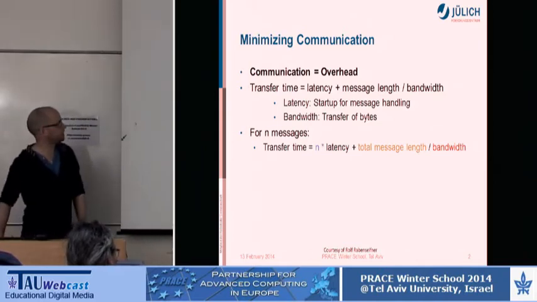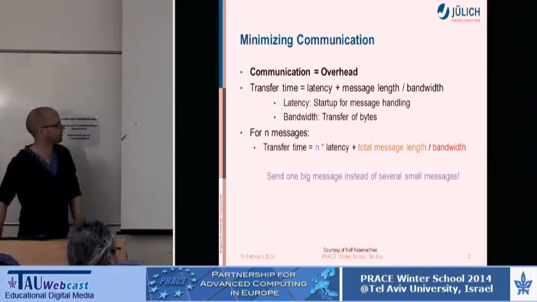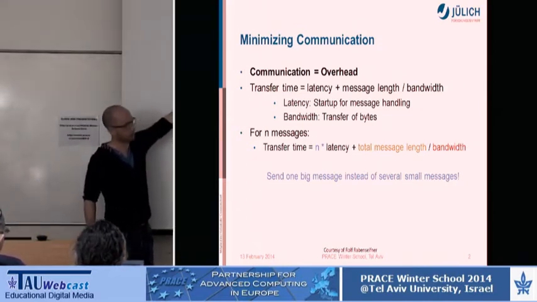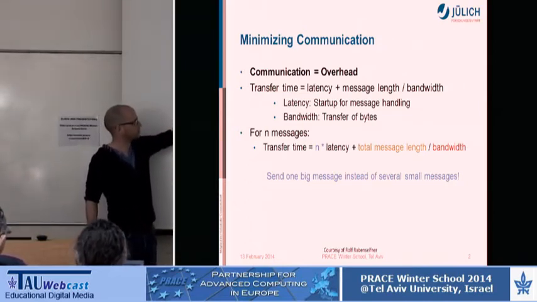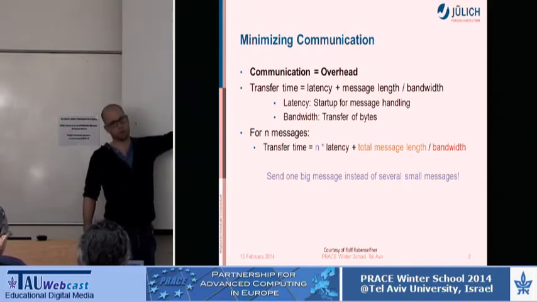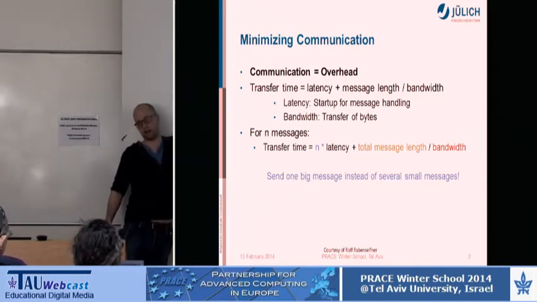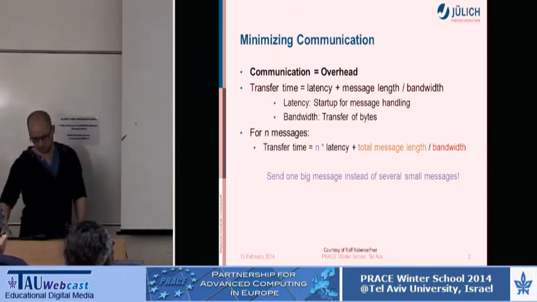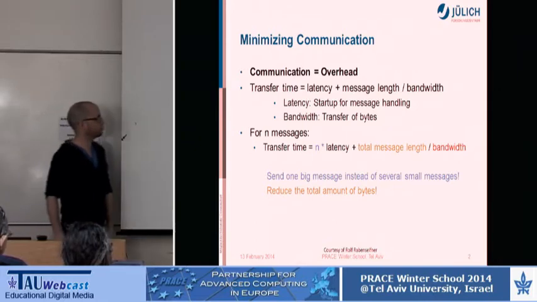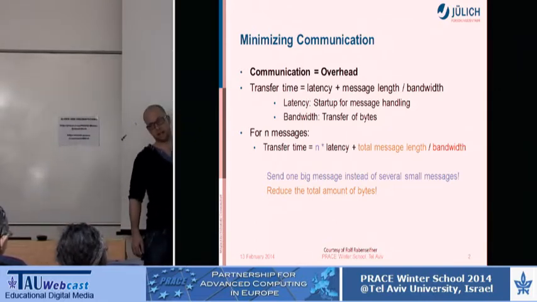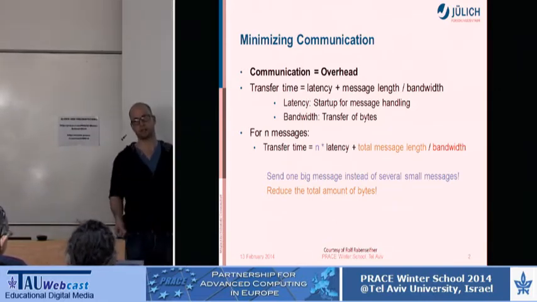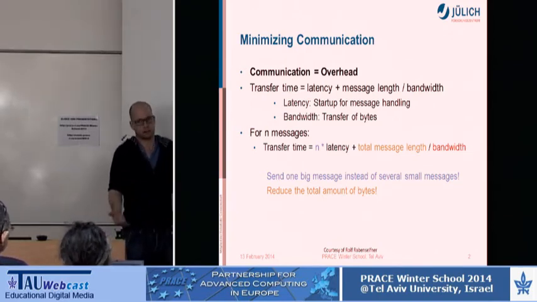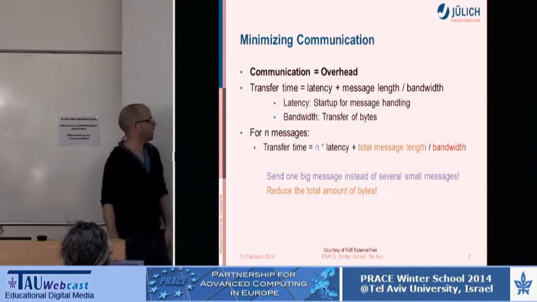But we can look at each of those individually and see what we can actually impact ourselves. The first thing is that instead of sending n messages, we could try to send one big message instead of several small ones. That will help us with this n times latency, so it will reduce the total amount of latency that we have. The second one is we can affect the total amount of bytes. So we can try to reduce as much as possible the actual amount of information that we pass around, as much as it's possible for us to do that.